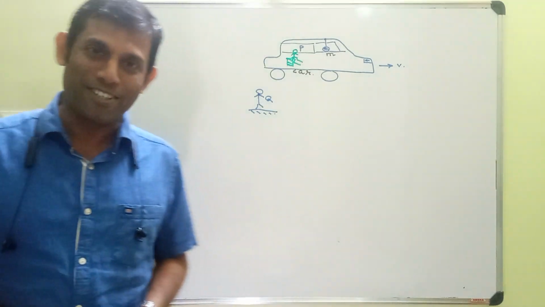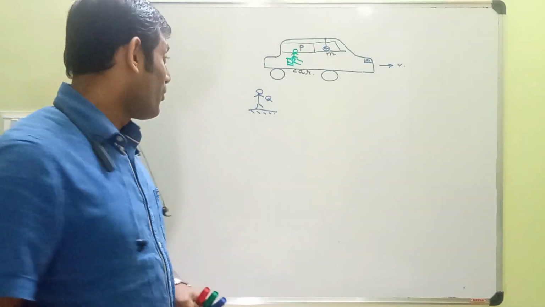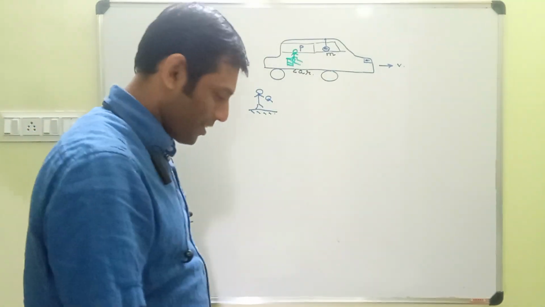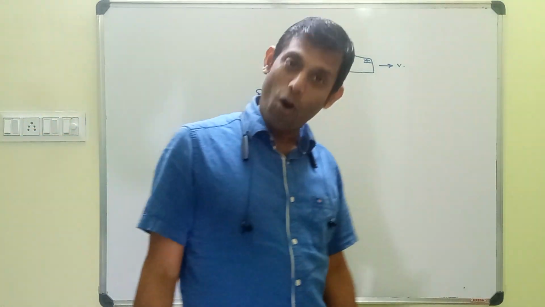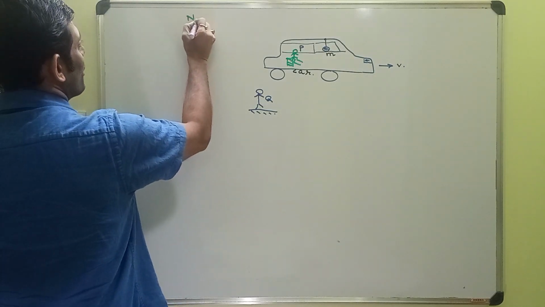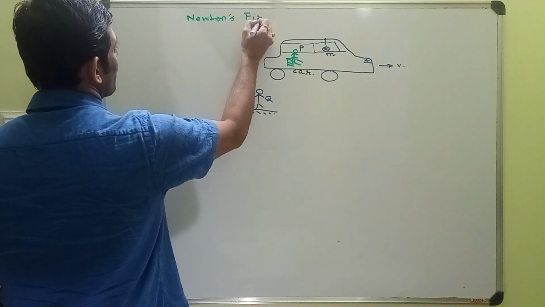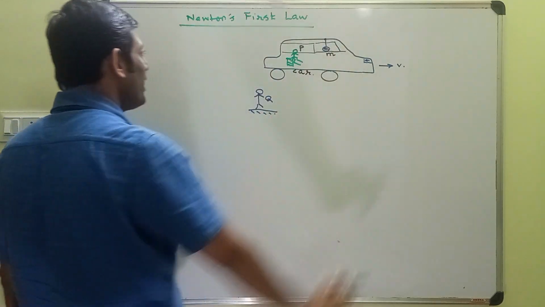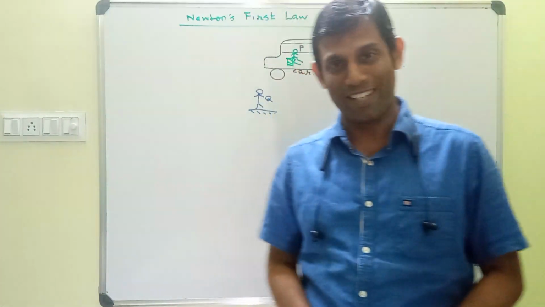Now what would be your answer if you were inside the car? And what would be your answer if you are outside the car? Now this is just an example. And just an example to understand what? To understand, let me remind you, Newton's first law. This is Newton's first law on the table. Inside the car observed and outside the car observed.